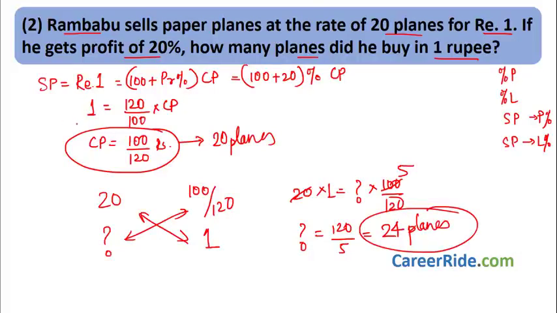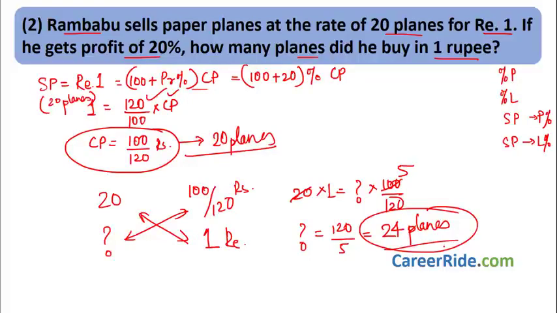Now over here I will explain again. Selling price is 1 rupee for 20 planes. And Ram Babu gets 20% profit. Selling price is 100 plus 20% of cost price. This is the formula. So we get 120% of cost price, that is 120 upon 100 into cost price. So cost price would be 100 upon 120 for 20 planes, right? So that means 20 planes can be bought in 100 upon 120 rupees. Then how many planes can be bought in 1 rupee? Simply cross multiply and you get the answer as 24 planes.